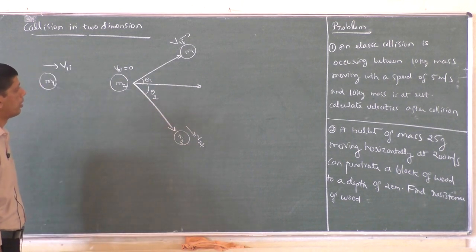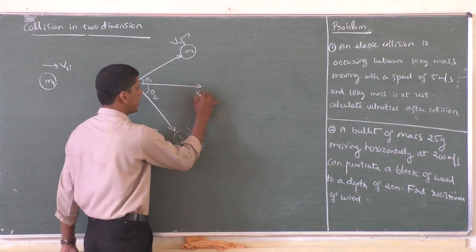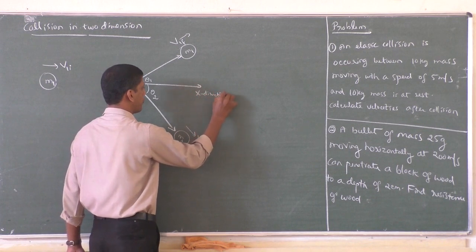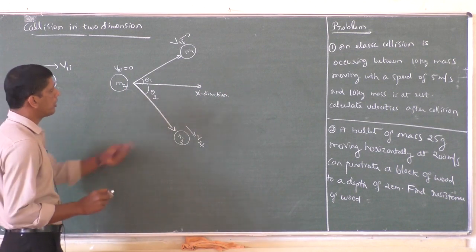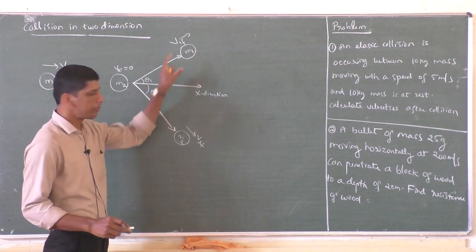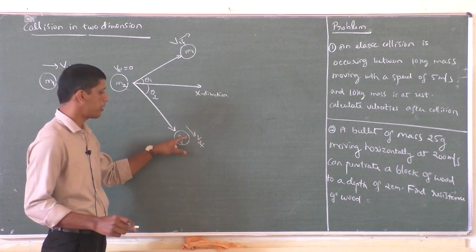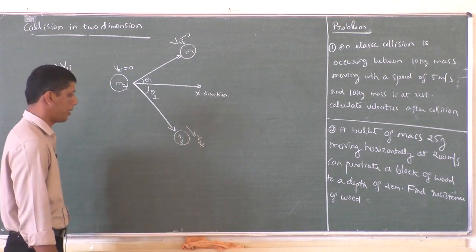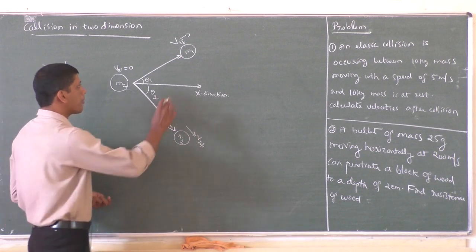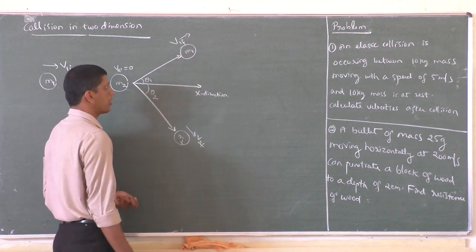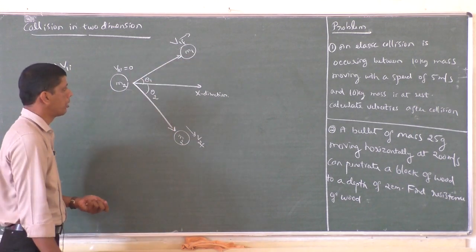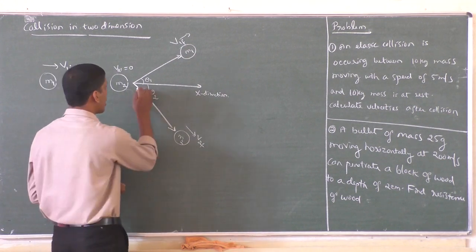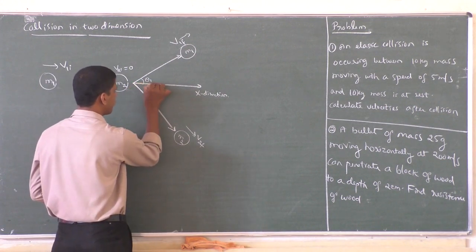Now we have to consider the collision in two dimensions. This is the x direction. Now this body is moving, so it has some momentum. This body is also moving, so therefore this body will also have a momentum. Now what is the momentum of the first body along the x direction? Similarly, what is the momentum of the first body along the y direction? We have to calculate. So the momentum of the first body along the x direction, I will indicate like here.